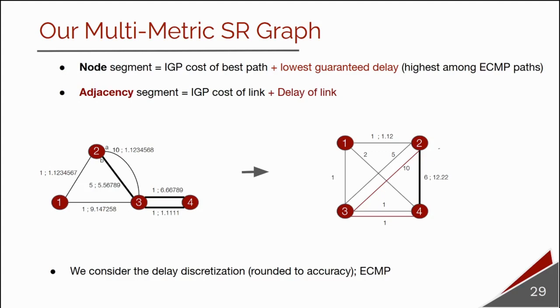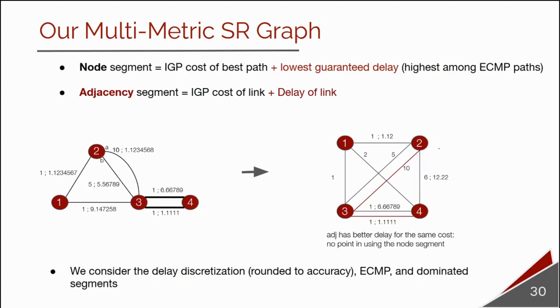There is a last little trick. It's that in some cases, some segments from one node to another are worse than any of the other possible segments. For example, here between 3 and 4, there is one segment that has an equal cost, but it's worse on the delay. So there is no point in using a segment which is worse on all metrics than another one. In this case, we can simply remove it, right? We prune a little bit the graph. It will in turn reduce the complexity of our algorithm. So in the end, we're left with this.